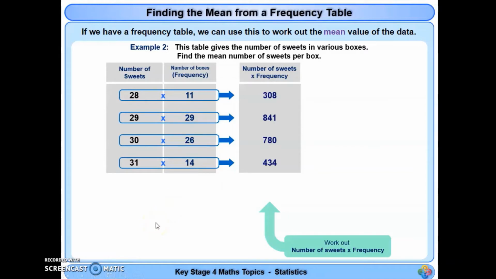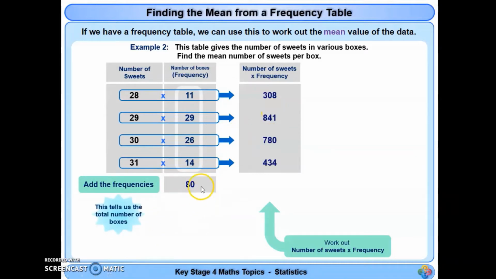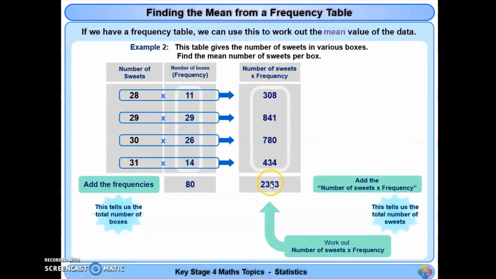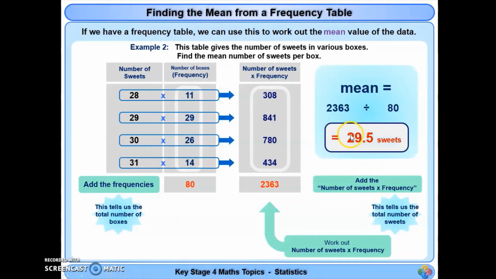So now we need to find some totals. We're going to add up all the frequencies to give me 80. So in this question, there was 80 boxes of sweets altogether. Now I'm going to add up these totals to get the total number of sweets altogether. So there was 2,363 sweets contained in the 80 boxes. So in order to find the mean amount of sweets per box, I'm going to divide total of column 3 by total of column 2. And I'm going to find that there's 29.5 sweets as a mean in each box.